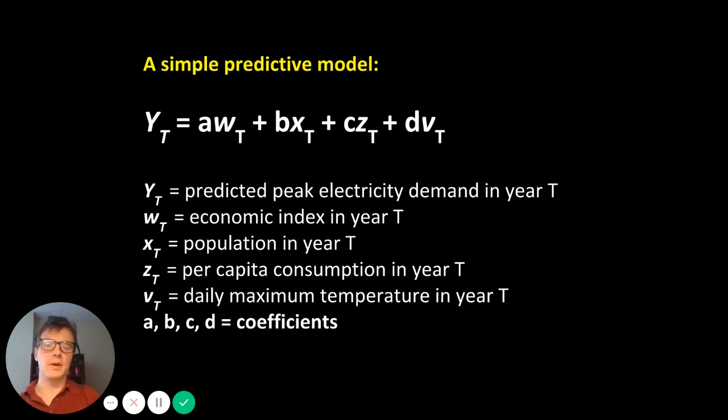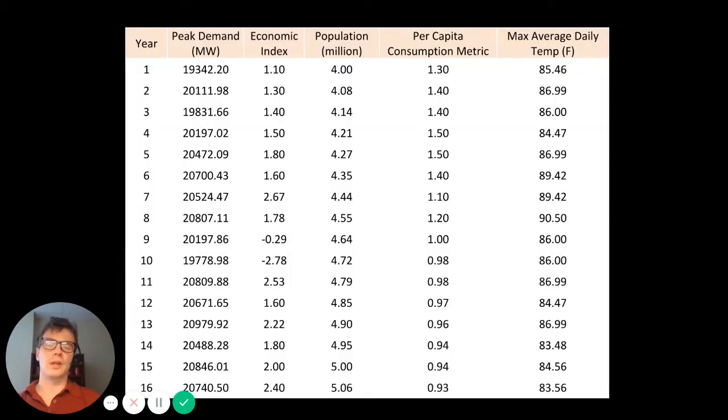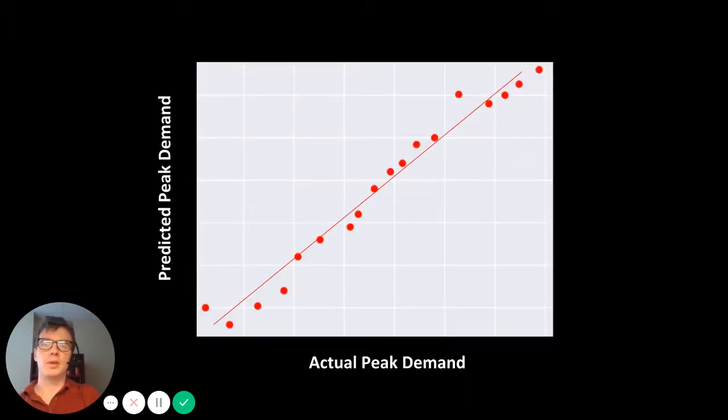And so we could use this predictive model, especially if we had all of this historical data. If we had a record of peak electricity demand, and alongside that we had contemporaneous or simultaneous records of the economic index, the population in millions of people, the per capita consumption metric. And what that would suggest is that a higher value of per capita consumption means less energy efficiency, and lower values would mean more energy efficiency, and then the maximum average daily temperature. So we could use values for the coefficients A, B, C, and D that appropriately weight economic index, population, per capita consumption, and maximum average daily temperature to most accurately predict what peak electricity demand is going to be.